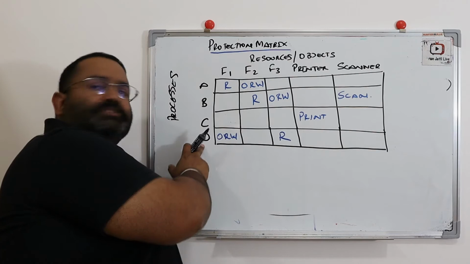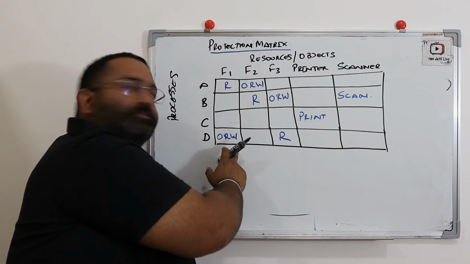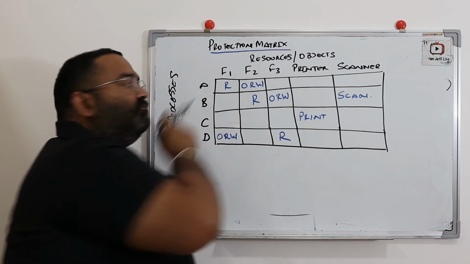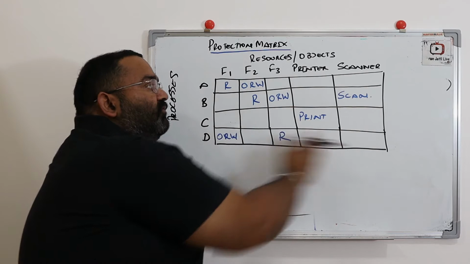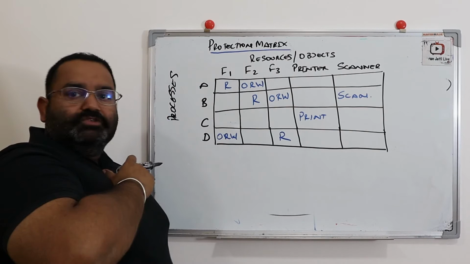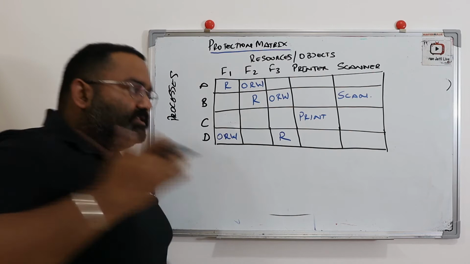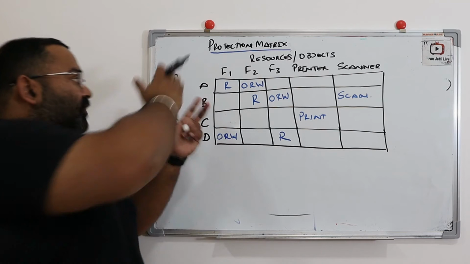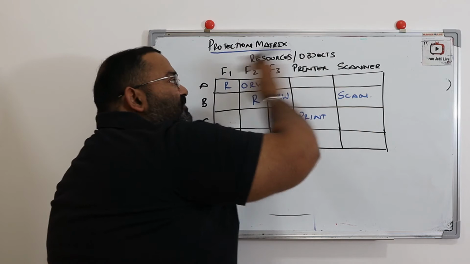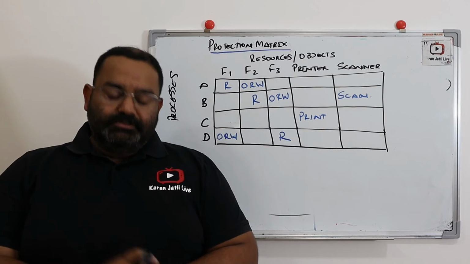Similarly, I have process D. It owns file F1, it can read on F1, it can write on F1, and it can do only read on F3. Okay, so here we are specifying the types of accesses, here all the resources, and here all the processes. As I told you in the definition, the protection matrix specifies what type of access, what process has on which resource. So we call it a protection matrix. Okay, so guys, I hope this is clear to you.